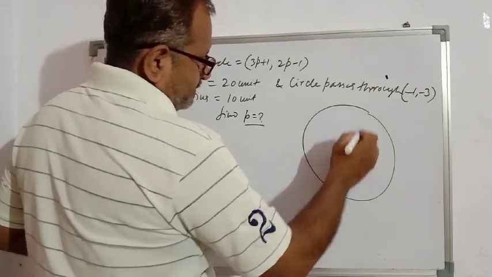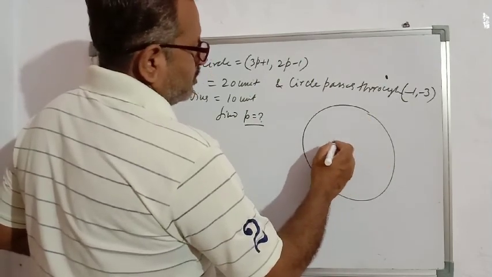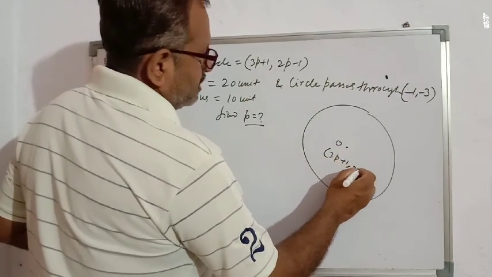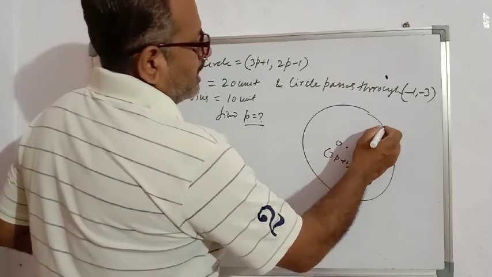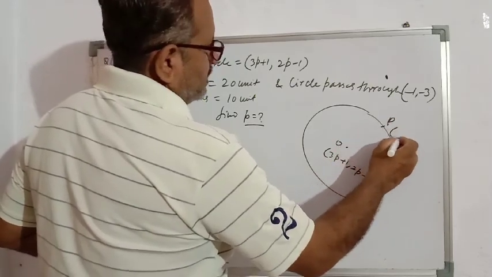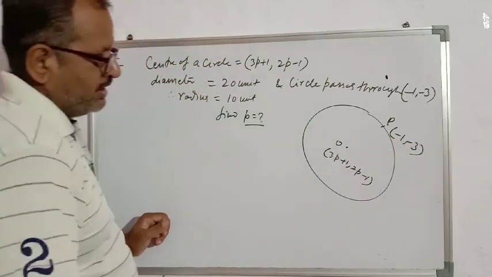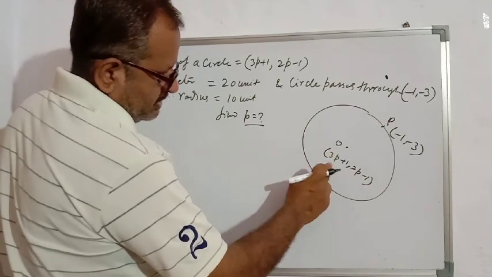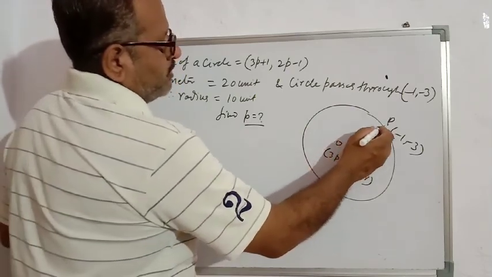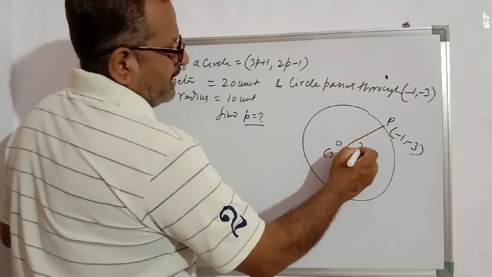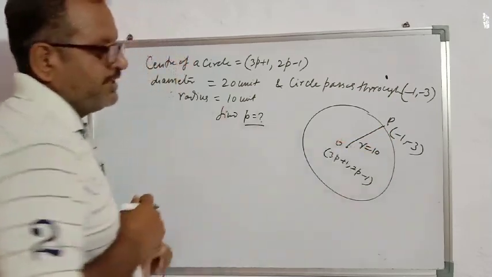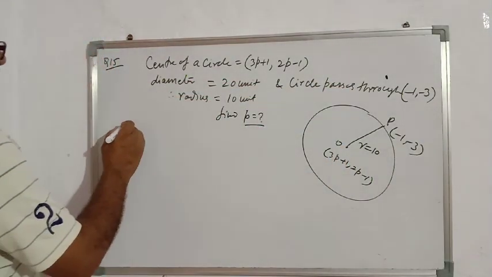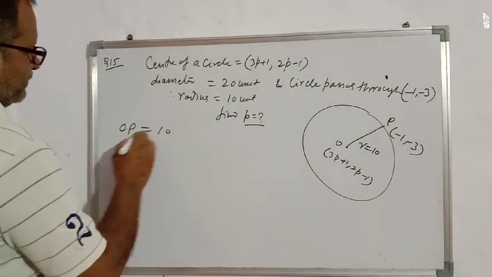It is a circle with center O, whose coordinates are 3p plus 1, 2p minus 1. The circle passes through one point P, that is minus 1, minus 3. What will be OP? OP will be the radius, and the radius is given as 10 units. It means OP is equal to 10.